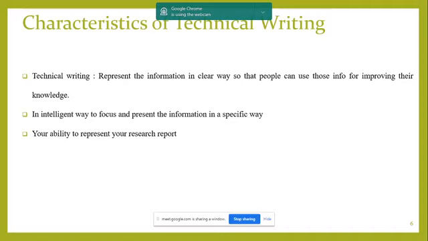Your research report or research paper should show your ability. When you don't have strong knowledge, or you don't have any information to put in the research paper, then definitely nobody will refer to your paper. So you should build your ability through experience, or by reading a lot of articles.